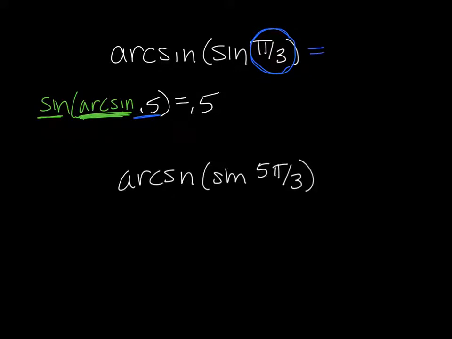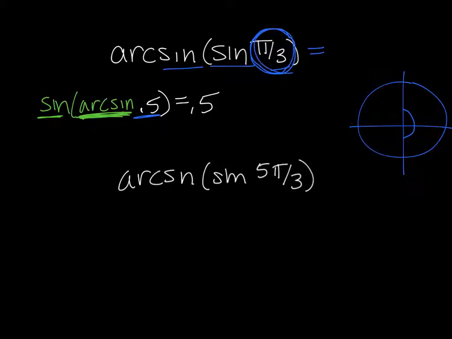So the first thing you're going to do is say, okay, I'm working with sine. Sine is in the first and the fourth quadrant. This one says pi over 3. Pi over 3 is in the first quadrant. It's within my restriction. So, because it's in my restriction, I can go ahead and cancel out sine and arcsine, and my answer is just what I have inside.